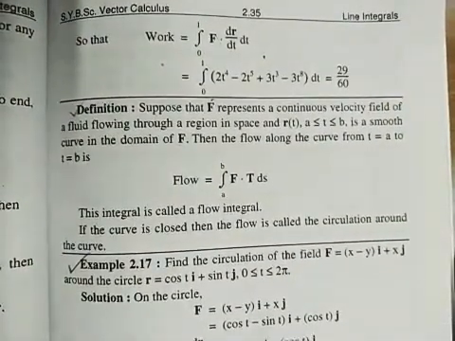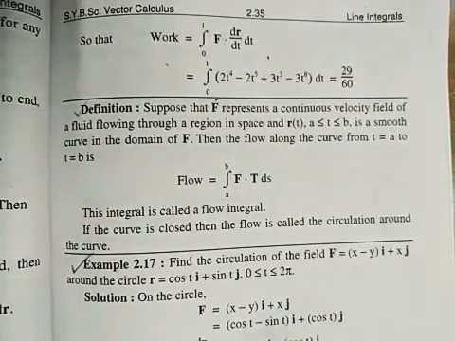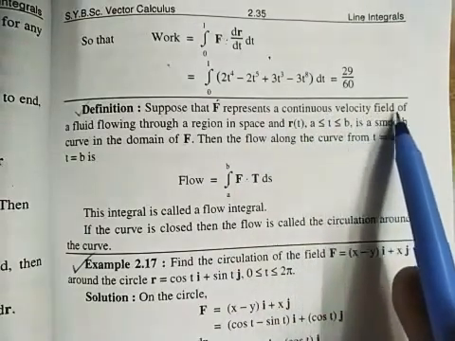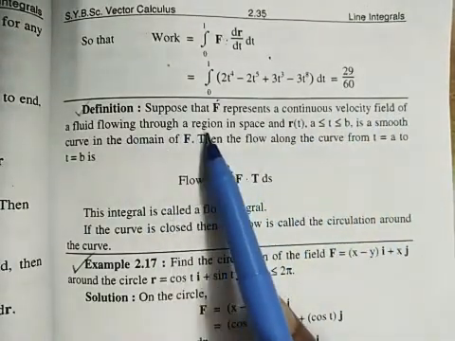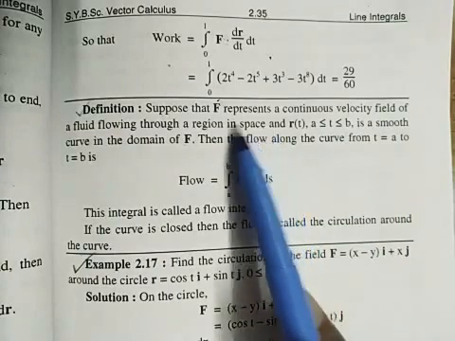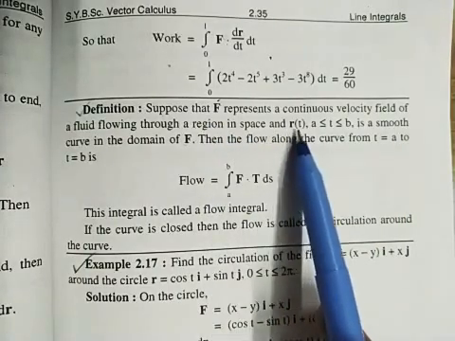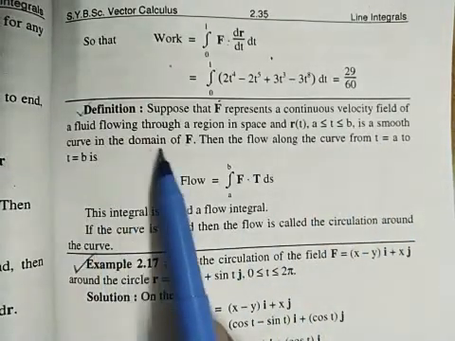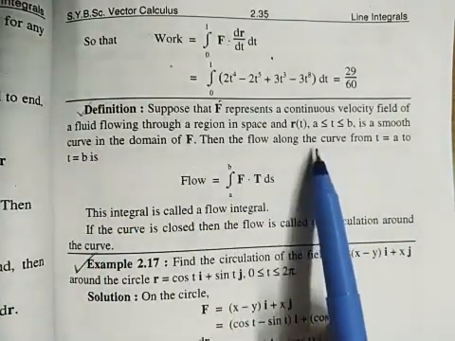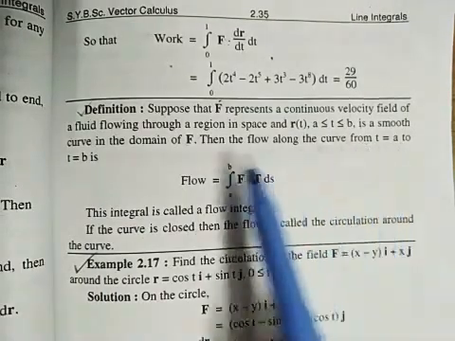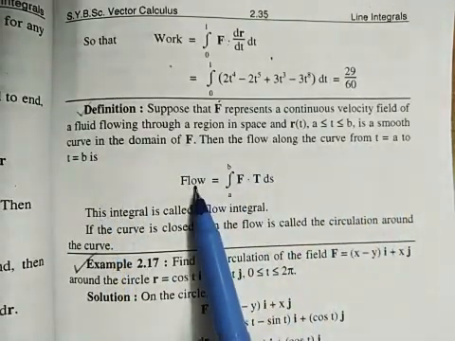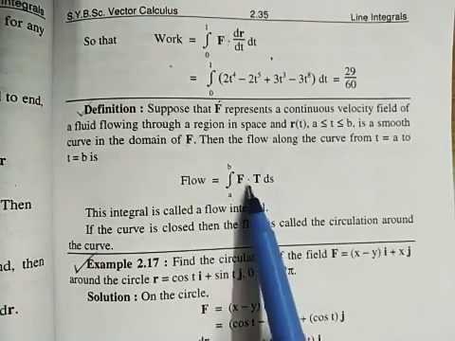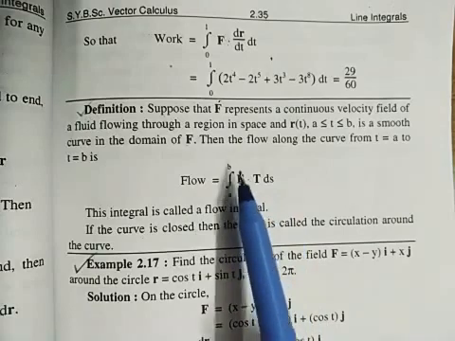Next, definition of flow. So what is flow? Suppose that F represents a continuous velocity field of a fluid flowing through a region in space. Okay, it is a velocity field, and r(t), t in between a to b, is a smooth curve in the domain of F. Then the flow along the curve from t equal to a to t equal to b can be calculated as the integration of F dot T ds from a to b.